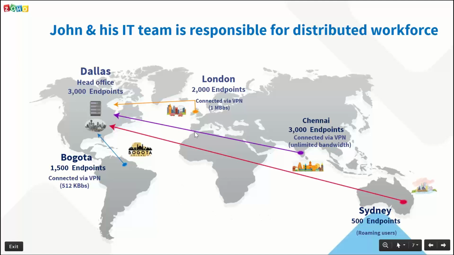As you can see from the picture, each remote office has its own requirements in terms of endpoints managed, bandwidth, and the mode of connectivity. So the IT team has to figure out ways to test the newly released patches, deploy them periodically to all the endpoints, and overall monitor and secure these endpoints. On top of this, John is now faced with a new situation. Half of his employees work from home.